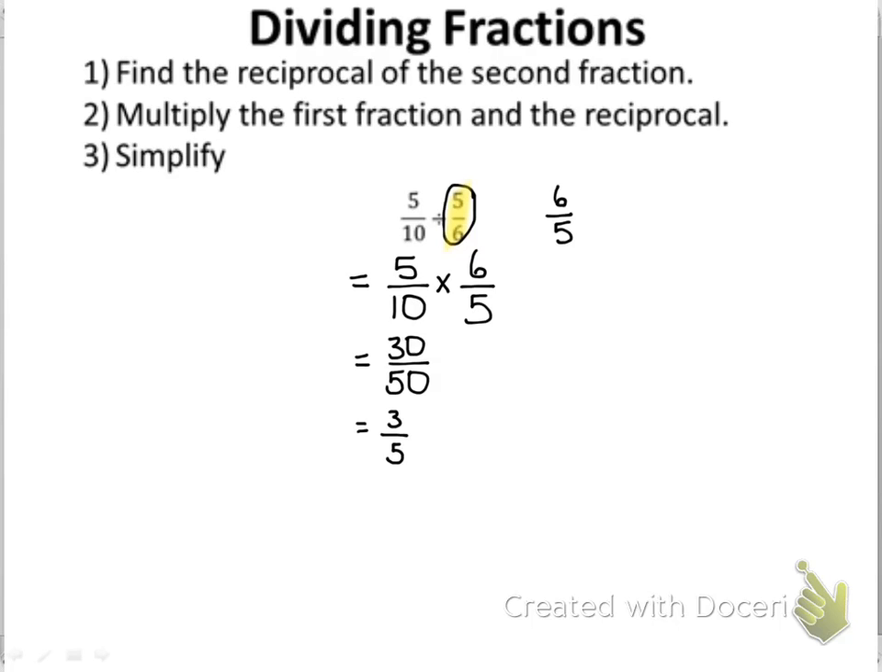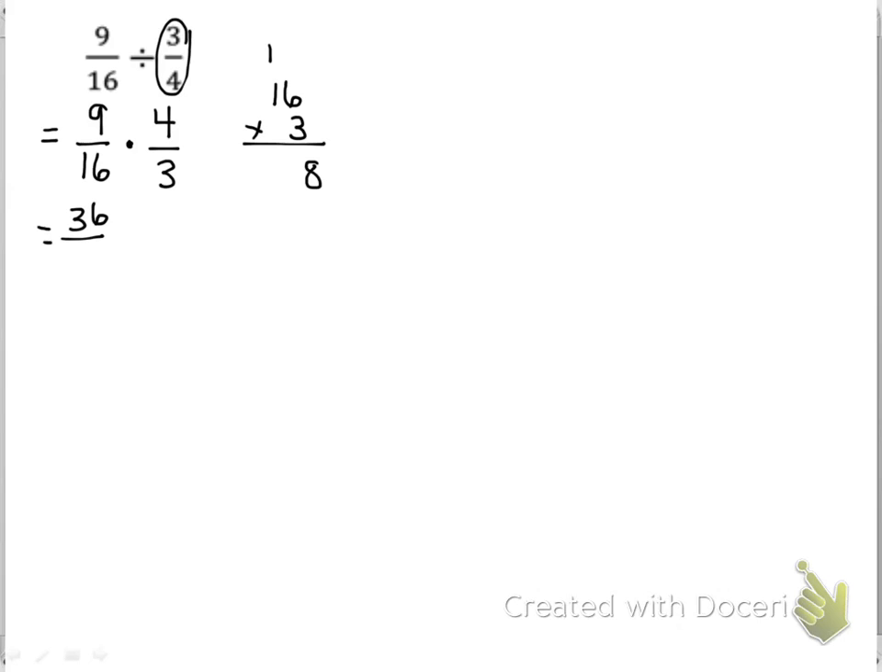Let's do another example. Here we have 9/16 divided by 3/4. Okay, so I'm going to find the reciprocal of our second fraction. We have 9/16 times whatever the reciprocal of 3/4 is. The reciprocal is 4/3. And 9 times 4 gives me 36. Now 16 times 3 I'm going to do over here. 3 times 6 is 18, and 3 times 1 is 3, plus 1 is 4. So now I have 36 over 48.